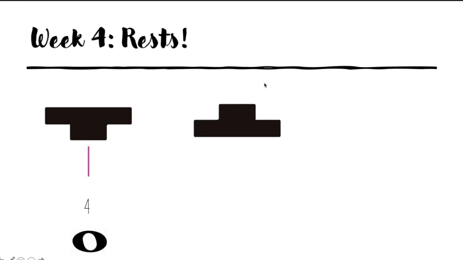Our next rest is this, the same rest but flipped 180 degrees so it looks like a hat. Can we remember what note this replaces? It replaces the minim. And how many beats of silence would we get if we saw this symbol? We would get 2 beats of silence because our minim is worth 2 beats.